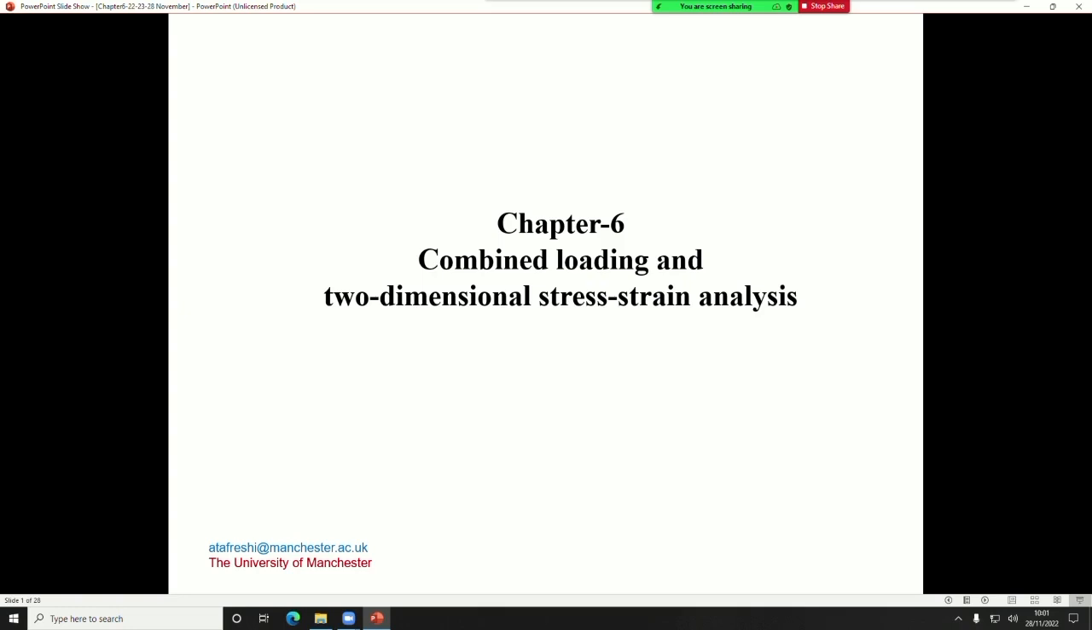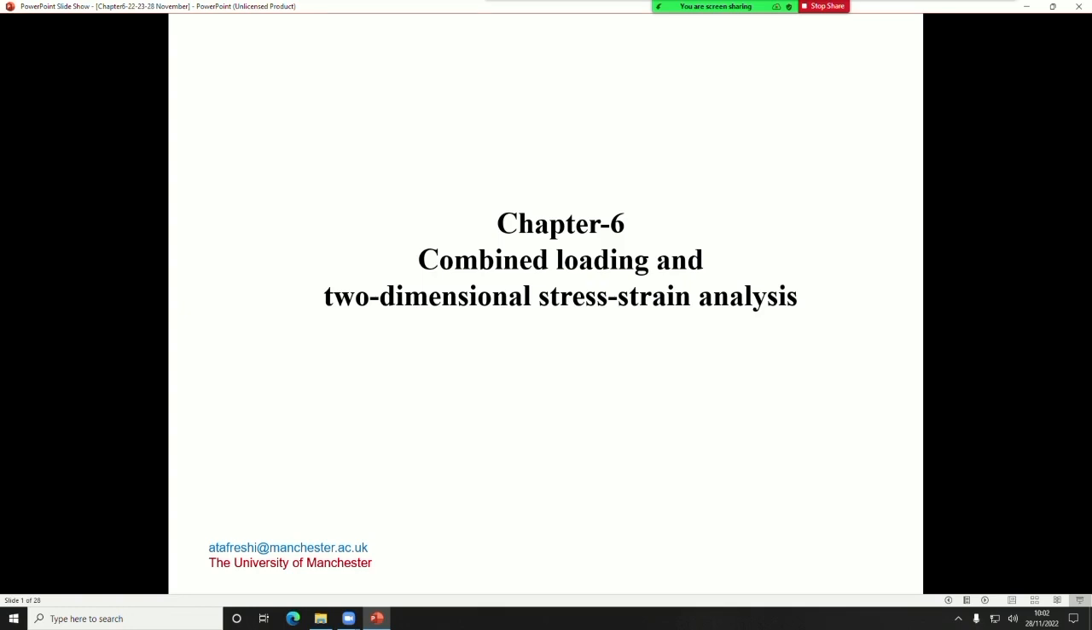So I finished chapters 1 to 5, and now we move on to chapter 6. So far, when we were analyzing a structure, it was subject to one type of loading. But the majority of engineering structures during their service life are subject to a combination of loads.